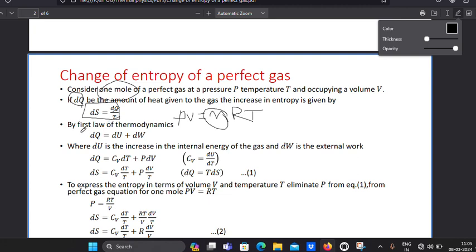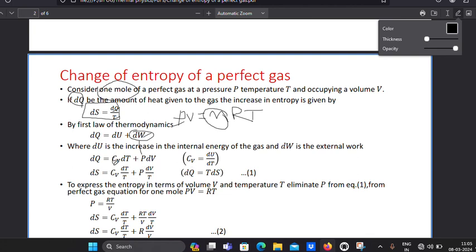Next, by the first law of thermodynamics. What is the first law? dq = dU + dW, where dU is the increase in internal energy of the gas and dW is the external work done. So dq = Cv dT + P dV. Sometimes we write dW and sometimes we write PdV.